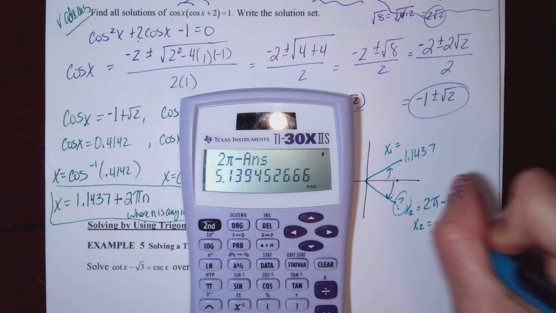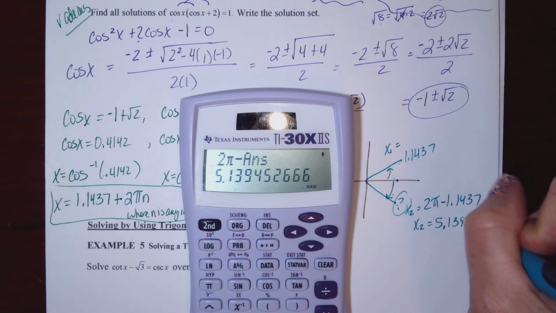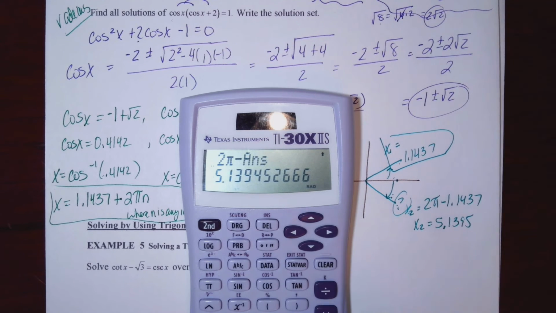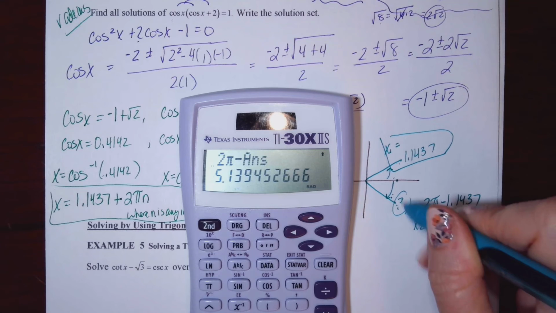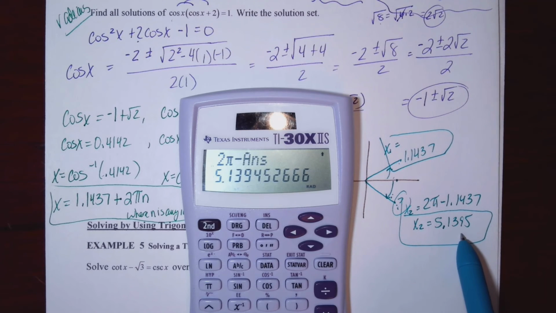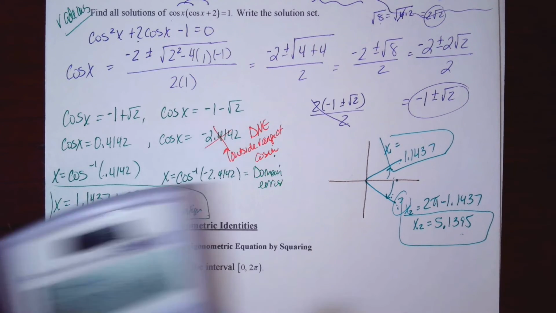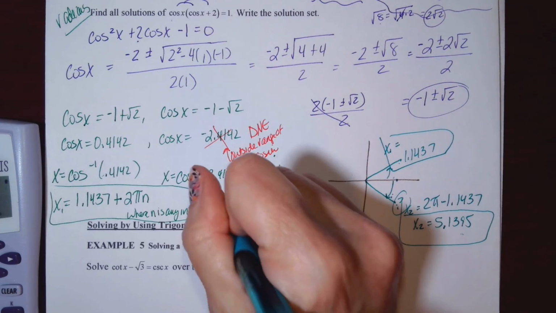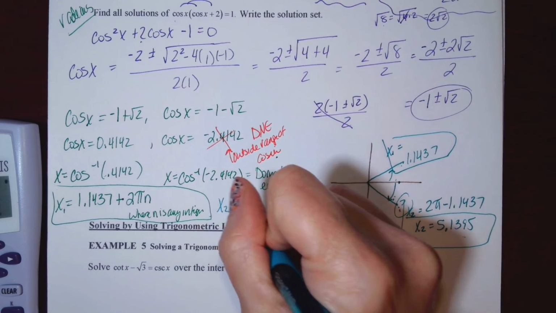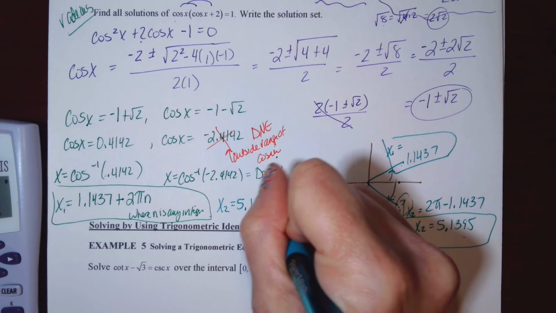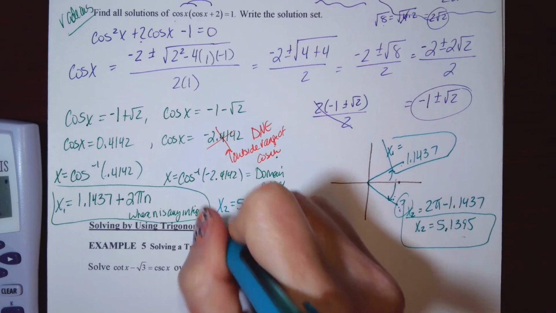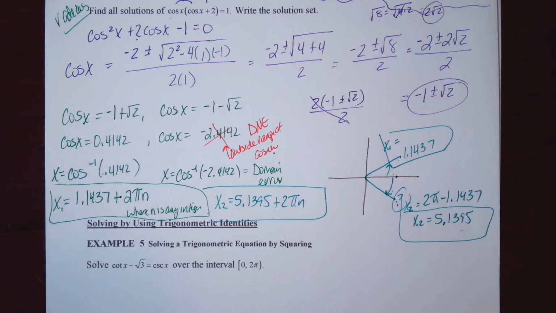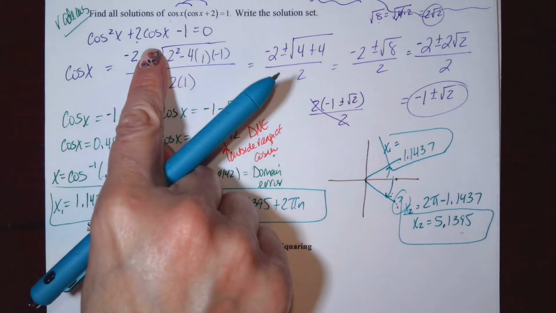So x sub 2 is 5.1395 radians. So this is one point where the angles terminate and give me that value. This is another angle where they terminate to give me that value. So my second statement, this is x sub 1, x sub 2 is going to be 5.1395 plus 2 pi n, where n is any integer. So those are all possible solutions to this equation.